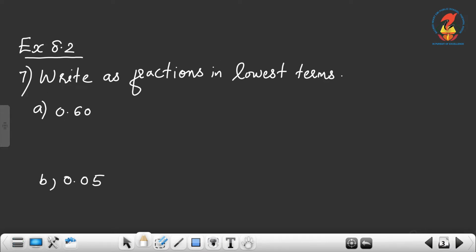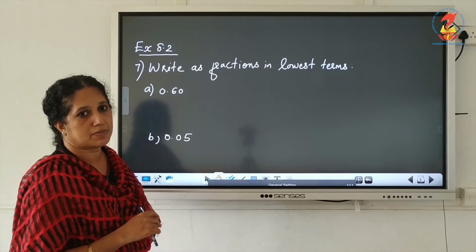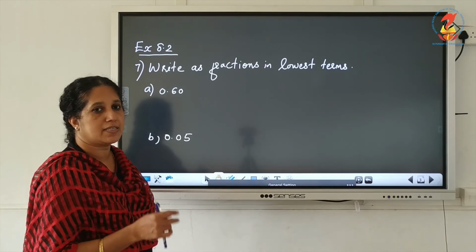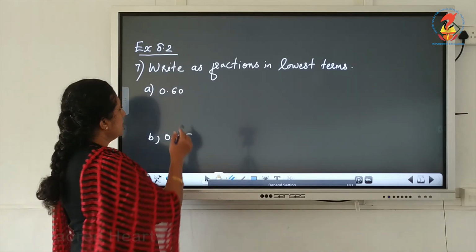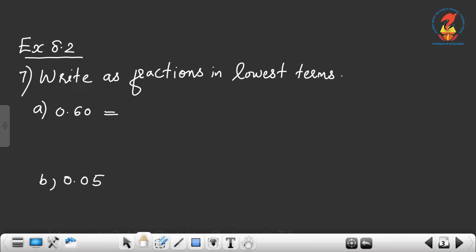Now, in exercise 8.2 we also have the same type of question: write the fraction in the lowest terms. So write as fractions in the lowest terms. First of all, you have to write as decimal fractions and after that reduce to the lowest form. 0.60. Without the decimal point, first you write the number, that will be the numerator, 60. 60 divided by, count the number of decimal places: 2 decimal places.